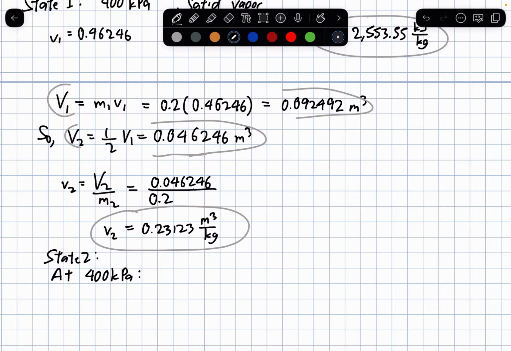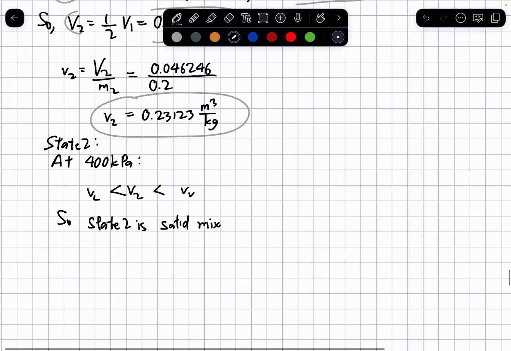Okay, state 2 is between VV and VL. So state 2 is saturated mixture. Now, since we have V2 and we know the pressure, 400 kilopascal, we can identify the quality.